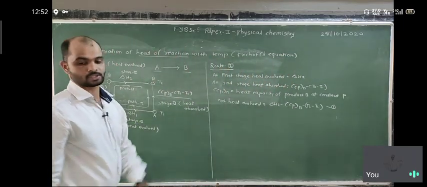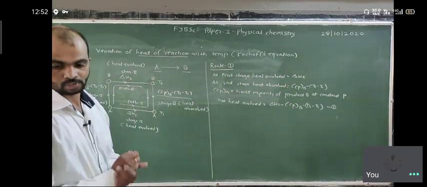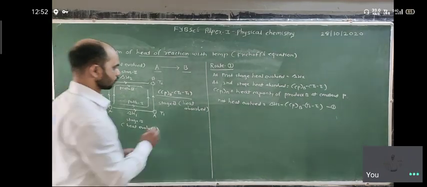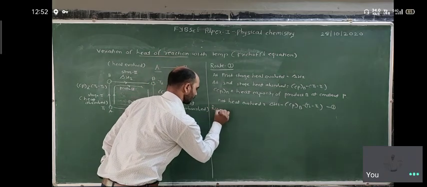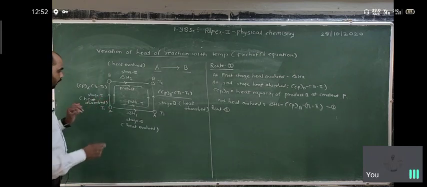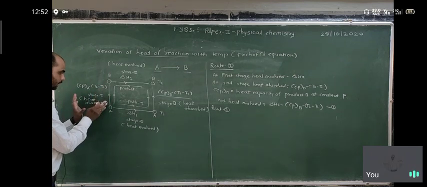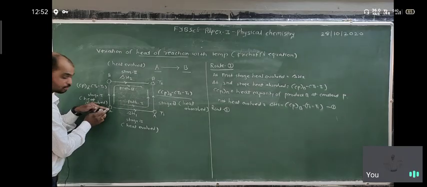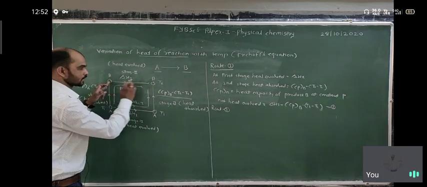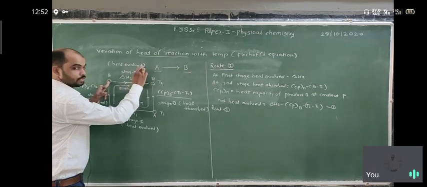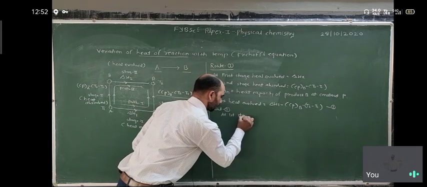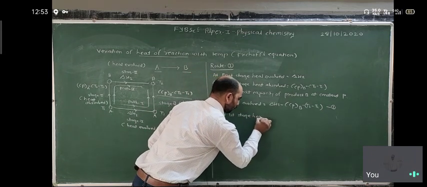So that was route first. Now we consider route second. What is happening in route second? In route second, in the first stage, heat is absorbed because the temperature rises from T1 to T2. So heat is absorbed, and at the second stage, the temperature remains constant. That time heat is evolved. So at first stage, heat absorbed.